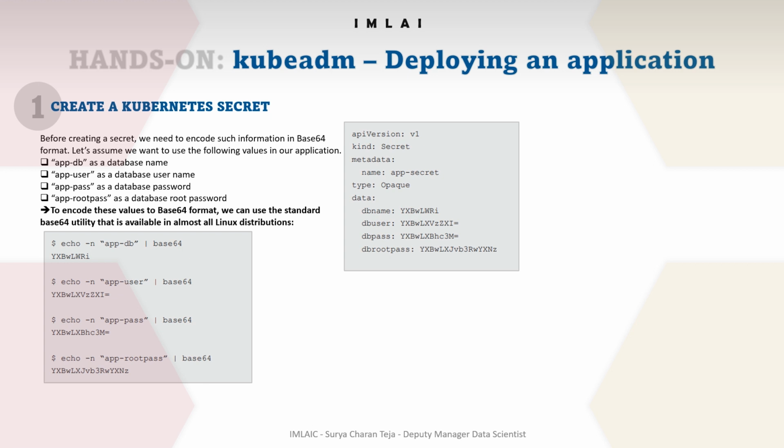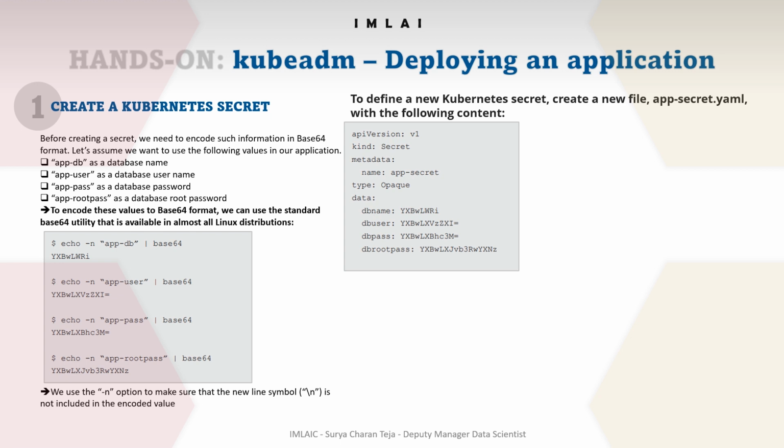Okay, so now let's define. Our secret file for all are done: app db, app user, app pass, app root pass, all are done. So the secret definition file has been written. Now, to define a Kubernetes secret, we have to create a new file. Okay, that's done. And then we can create our Kubernetes secret using its definition in app secret.yaml.